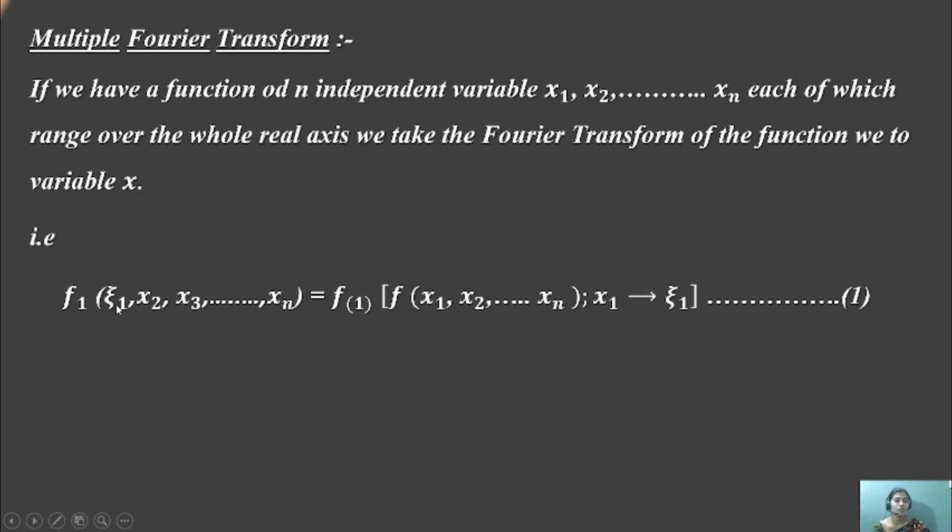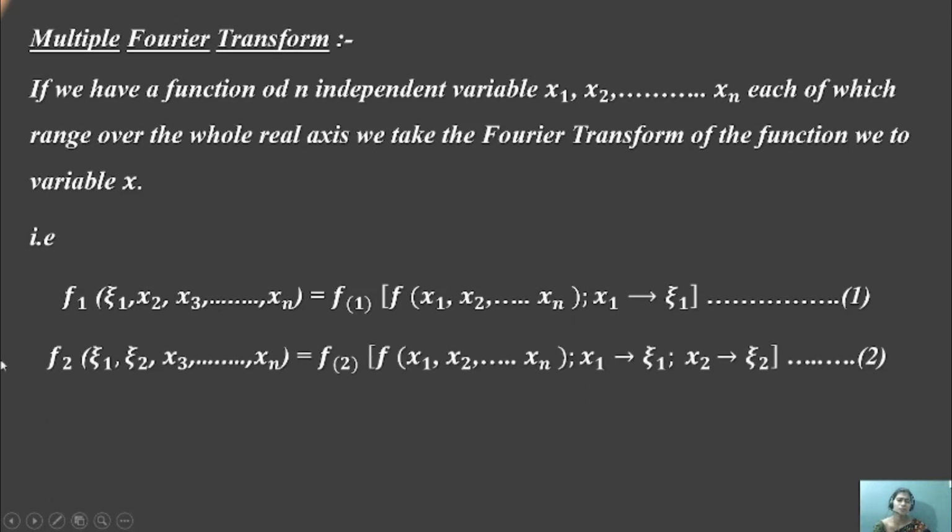Then F1 of xi1, x2, x3 to xn equals the F1 function of the value, that is f of x1, x2, xn, with x1 tending to xi1, for this first function. For the second function, we use f2 of xi1, xi2, x3 to xn. Same as the form, x1 tends to xi1 and x2 tends to xi2.